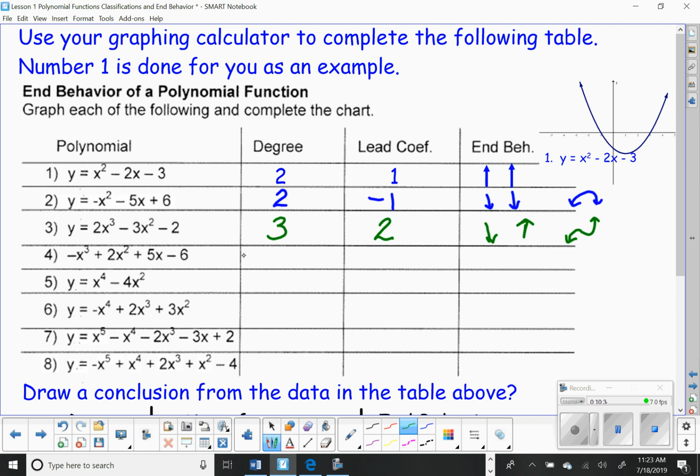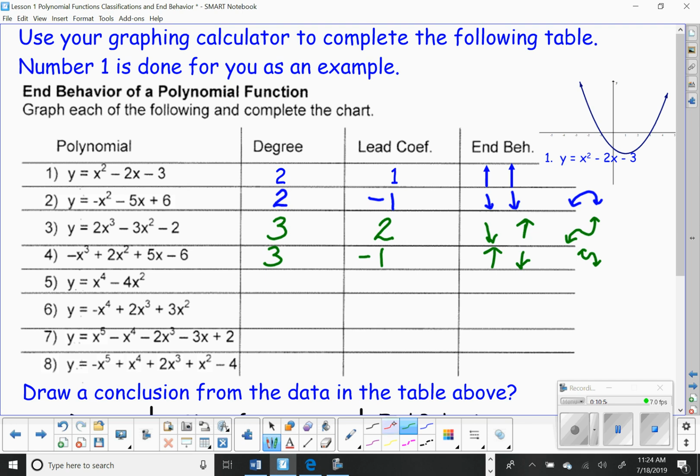This next one, again, the degree is 3, but the end behavior is -1. This one had an end behavior where it went up and then down. When you were looking at it, it made this kind of a shape.